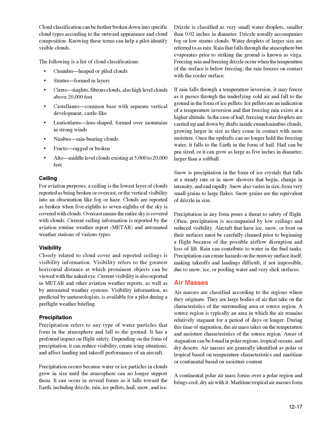Snow is precipitation in the form of ice crystals that falls at a steady rate or in snow showers that begin, change in intensity, and end rapidly. Snow also varies in size, from very small grains to large flakes. Snow grains are the equivalent of drizzle in size.